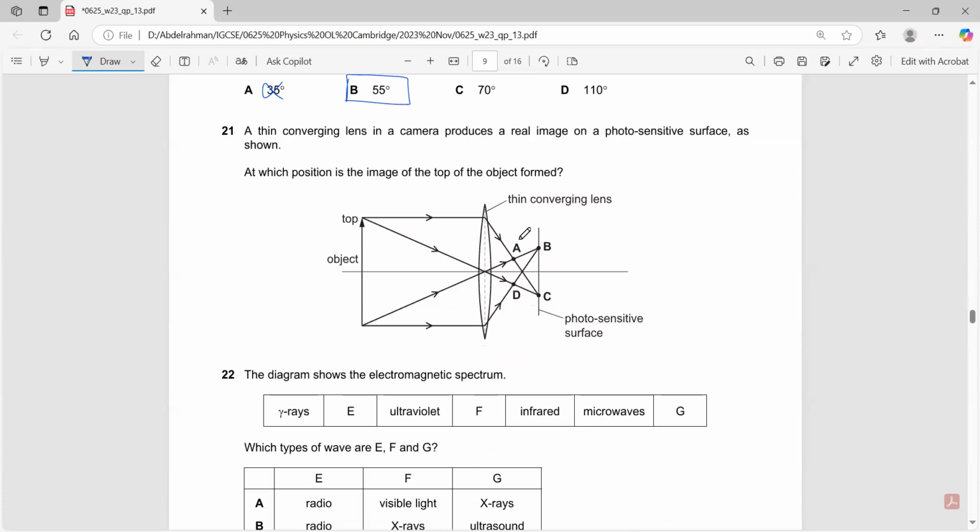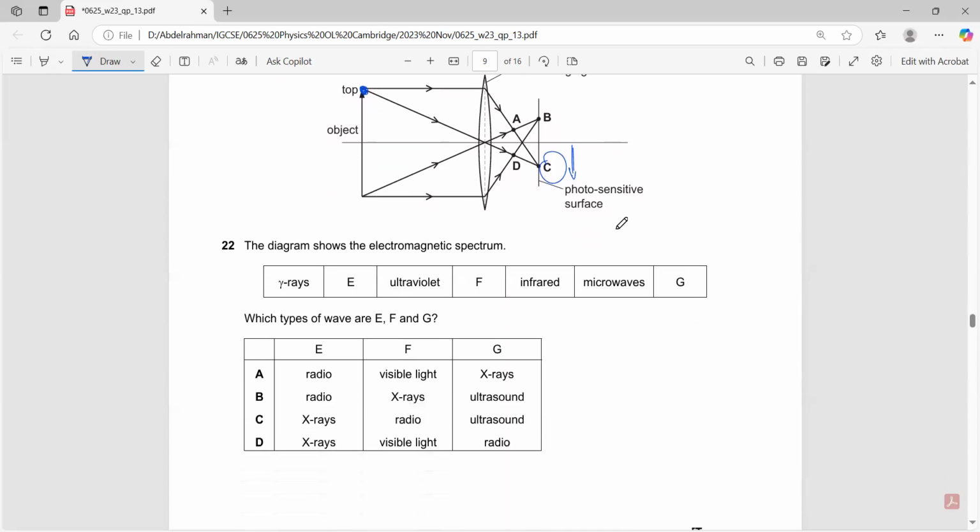Question 21. Which position is the image of the top of the object form? So this is the top of the object. Where would the top of the image be? Isn't this a thin converging lens? Yes. And this is a real image that is produced on the screen. The real image would also be inverted. Therefore, the top of the object would be at C. Why? Because it's inverted, we'd have the arrow pointing downwards. So the top of the object would be at C.